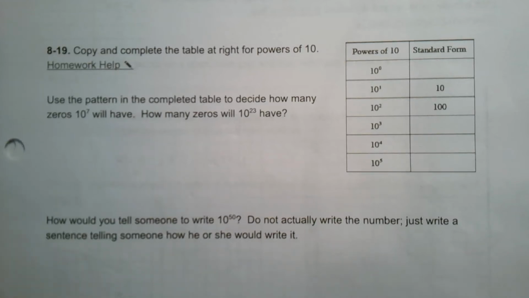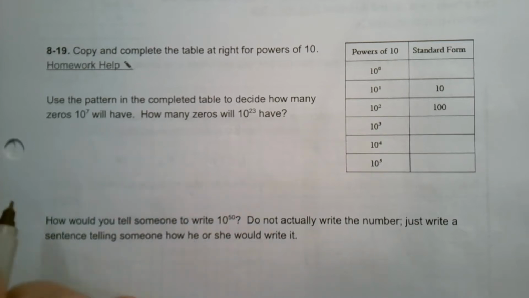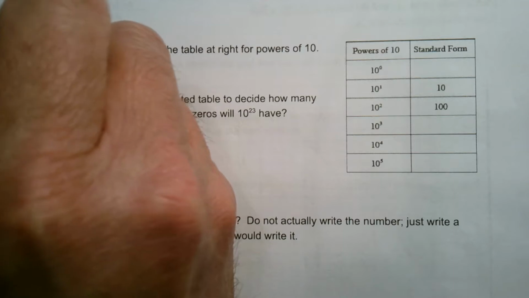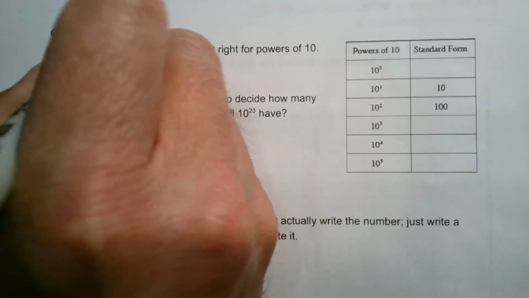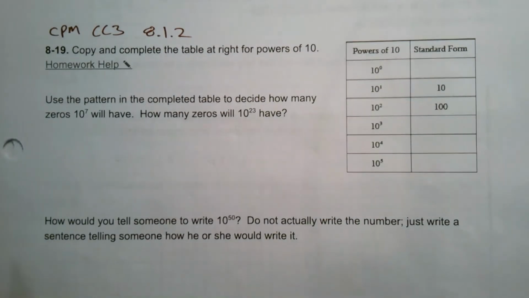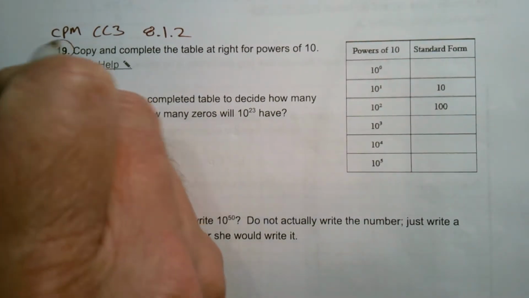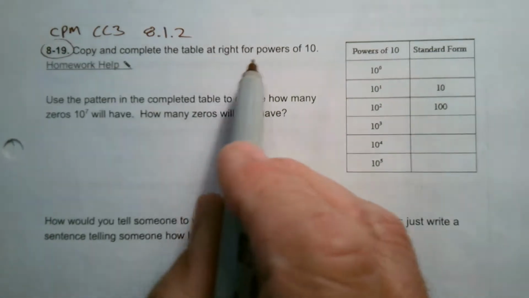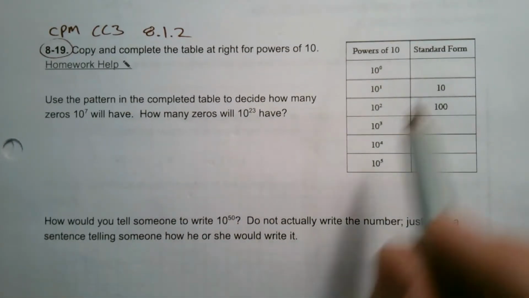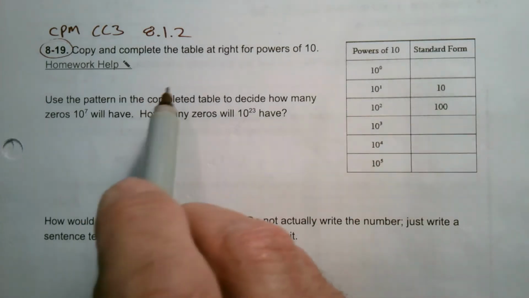We are talking about powers of 10 and exploring that. I'm pulling this problem specifically from CPM's Course 3, section 8.1.2, number 8-19. It says copy and complete the table at the right for powers of 10. So here's our table. It wants us to complete this table for powers of 10.